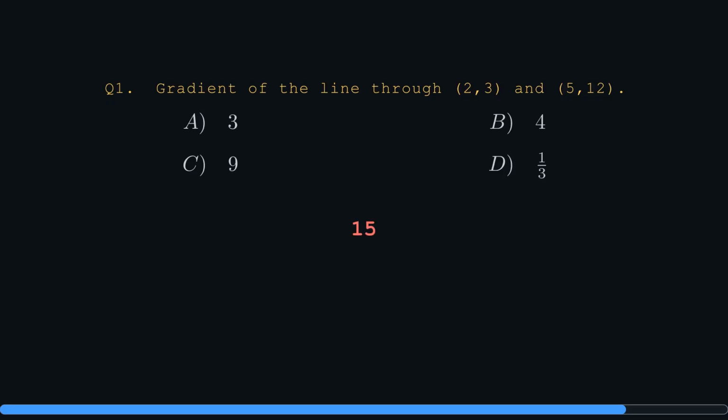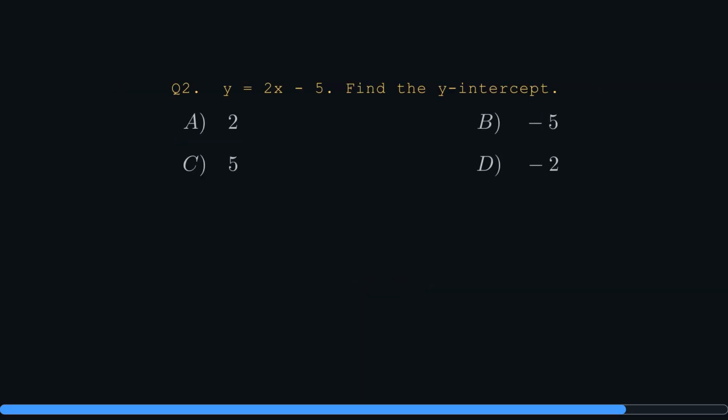Question 1. What is the gradient of the line joining (2, 3) and (5, 12)? The answer is A, 3. Question 2. For the line y = 2x − 5, what is the y-intercept? The answer is B, negative 5.